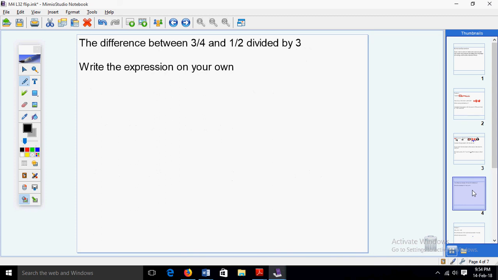All right, so this one, you're going to go ahead and write this expression on your own. You're going to show me the difference between 3/4 and 1/2 divided by 3. You don't have to solve it. All I want to see is, can you write it out?